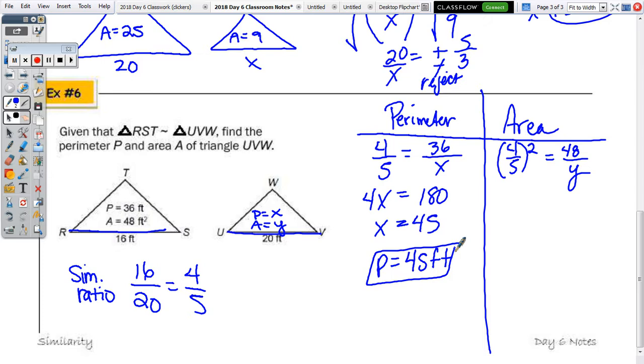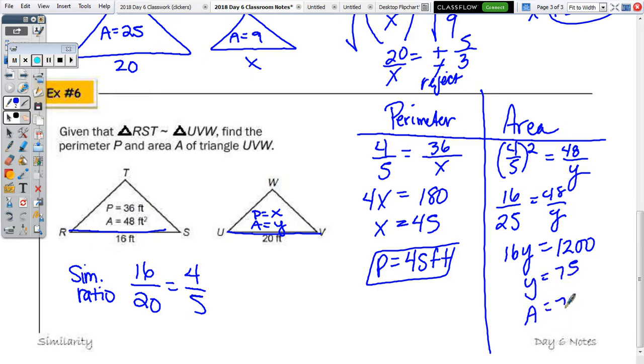And on the right side, we need to do, without rewriting it, well, I guess I will. So it's 16. I was going to just do the math without actually squaring. So 16 to 25 equals 48 to y. So 16y equals 25 times 48 is 1,200. Divide by 16, and y is 75. So the area is 75 square feet.